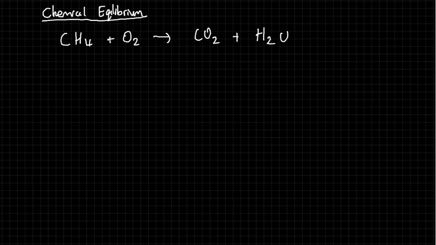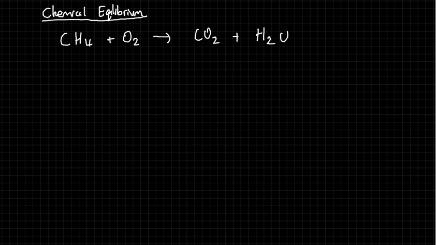Alright, so the next thing I wanted to show you guys is an example of how we can use matrices to solve a problem that you've probably seen before and solved by trial and error. So the example is chemical equilibrium. And let's just take as the example CH4 plus O2.